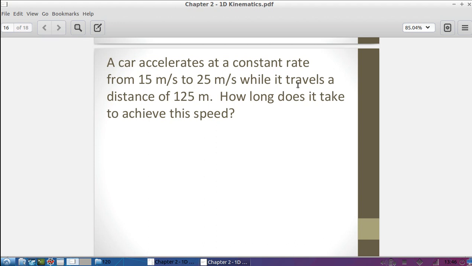All right. I don't have a time interval, but I have a displacement. It says it travels a distance of 125 meters. I'm going to say that's positive, right? Everything's positive. The car's not changing direction, so I don't really have anything to worry about.